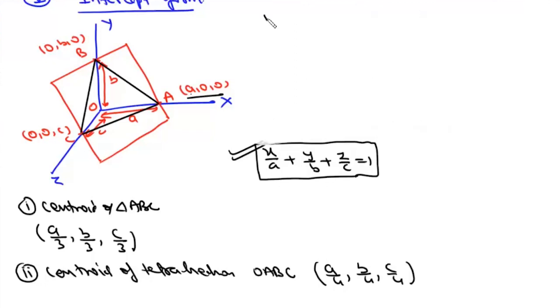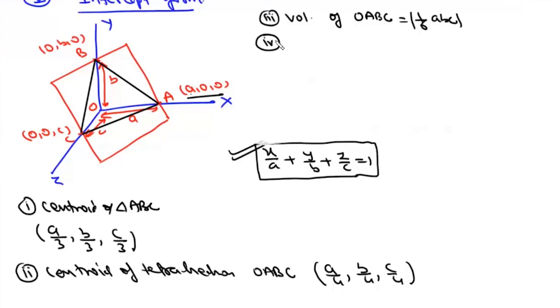Now another thing which is also asked is the volume of this tetrahedron. Volume of this tetrahedron formed by the origin and intercepts a, b, c is 1 by 6 times abc with mod sign. The volume of the tetrahedron is the positive value of 1 by 6 abc.